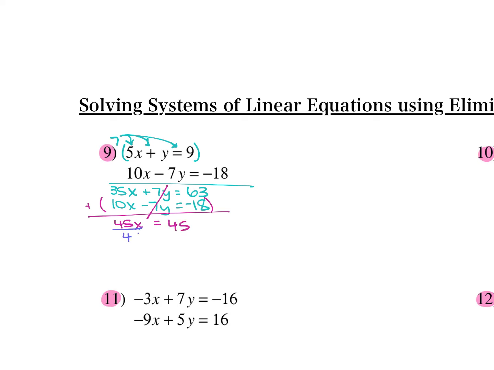From here, just divide each side by the 45, and you get that x is 1. Now, just like the ones that we did with adding and subtracting, you can plug that x in for one of the original equations and solve for y. If you do, let's say we use the top one. We're going to have 5 times x, which is 1, plus y is equal to 9. The 5 times 1 is 5, plus y is equal to 9. We move the 5 over by subtracting it from each side, and we get that y is equal to 4. If your x is 1, your y is 4. That gives you 1, 4 for your solution.